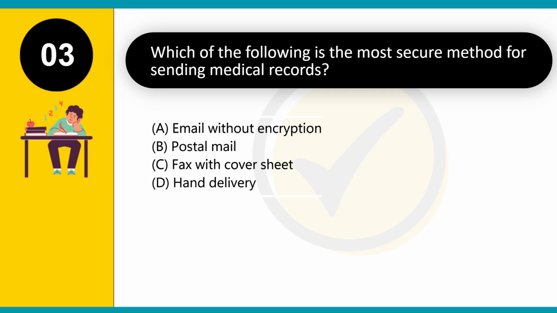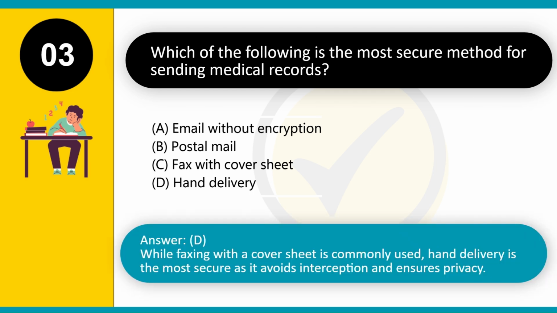Which of the following is the most secure method for sending medical records? A. Email without encryption. B. Postal mail. C. Fax with cover sheet. D. Hand delivery. Answer, D. While faxing with a cover sheet is commonly used, hand delivery is the most secure as it avoids interception and ensures privacy.